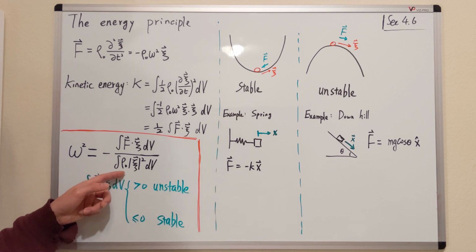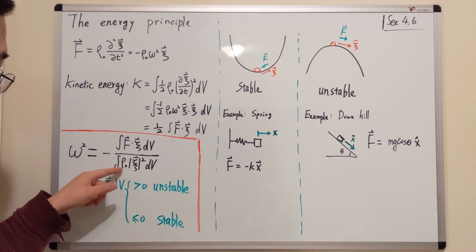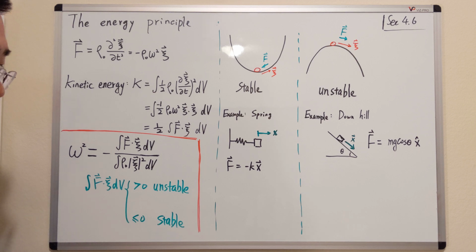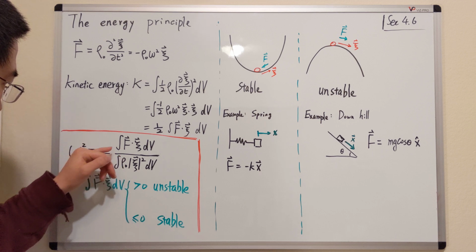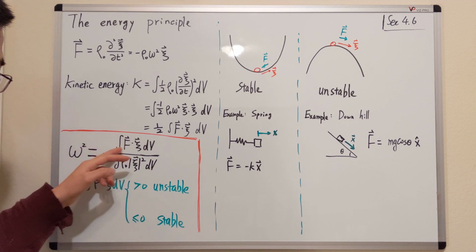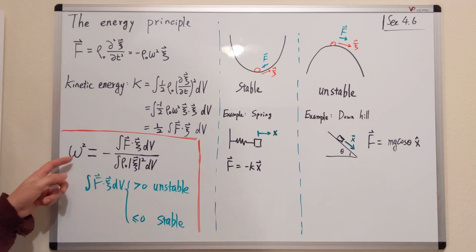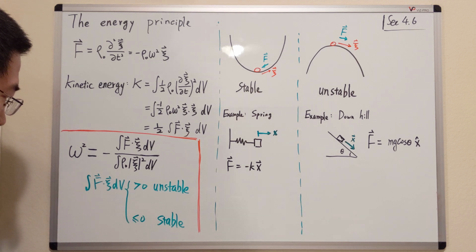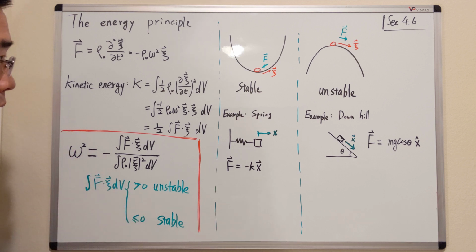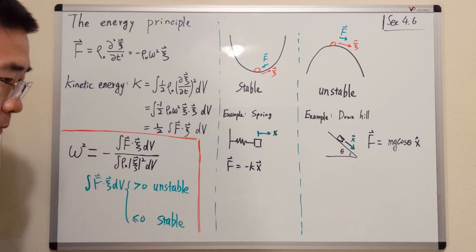So from the bottom we know that it's always positive because this is an absolute value squared, and this is mass density. Mass density is always positive. Mass is always positive. So if this integral is positive, then the right hand side is negative, which means omega will be purely imaginary. This will be imaginary, which means the system is unstable. On the other hand, if this is negative or 0, it is stable.